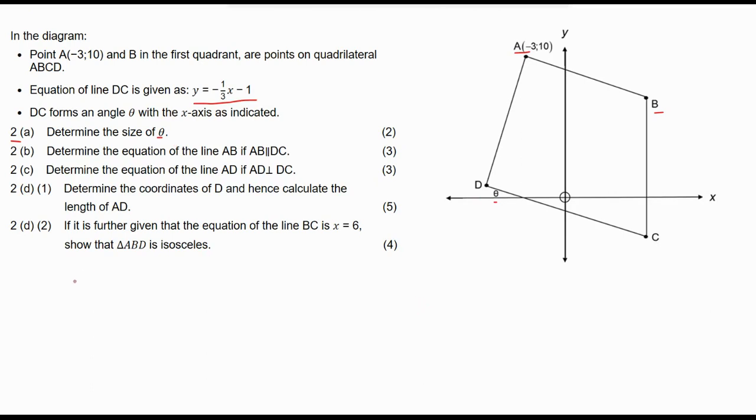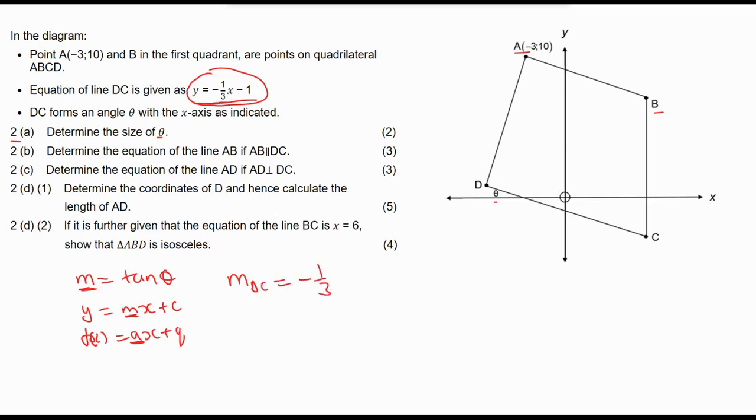We have to use the formula m is equal to tan theta, where m is the gradient of the line. Now, how do you find the gradient of DC? From the equation. Remember, y is equal to mx plus c, where m is the gradient, the coefficient of x is the gradient. Or if you say f of x is equal to ax plus q, the coefficient of x there is the gradient. The gradient of DC is equal to negative 1 over 3.